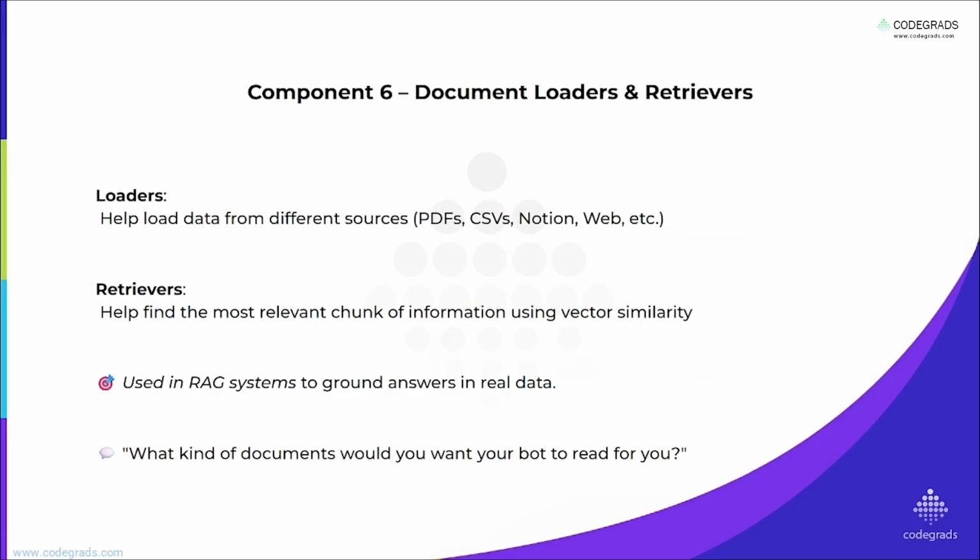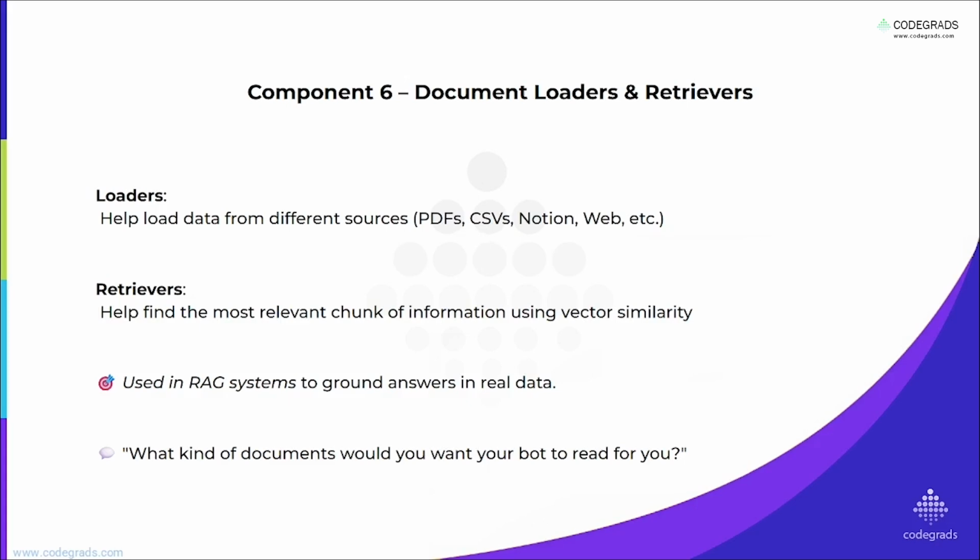Now the sixth component of the Langchain framework is the document loader and retriever. Loaders help to load data from different sources. Whenever we pass any document to a chatbot, the document can be in the format of PDF, CSV, or it can be a web-based document. So for loading different types of documents, we need a loader. We have PyPDF loader for the PDF format, PyMuPDF also for the PDF format, and CSV loader for CSV files. You can think of a loader as something that brings in the document.